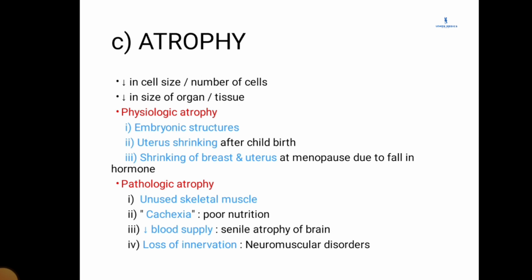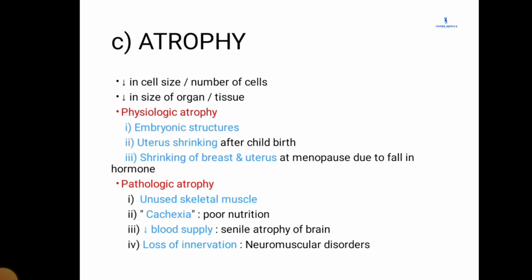Many of the embryonic cells undergo a programmed type of cell death, which is called apoptosis. I have another video lecture on apoptosis in detail. Okay, then the second one is uterus shrinking after childbirth. We know that the uterus increases in size due to hyperplasia, and after childbirth, the uterus needs to go back to its normal condition. We know that it's reversible: after the stress is gone, the cells are capable of reverting to their normal condition.